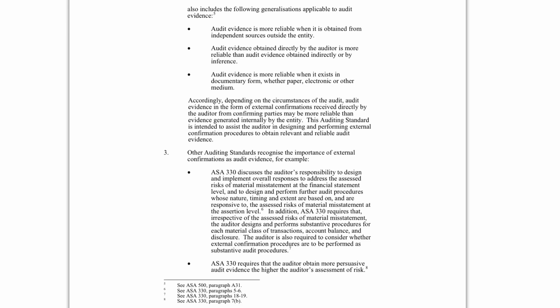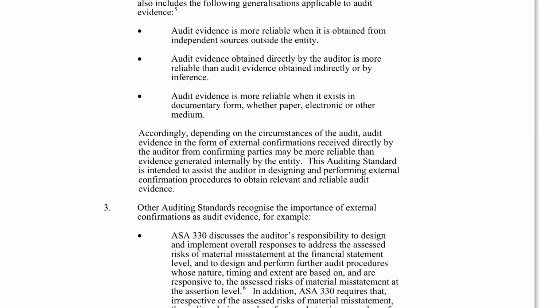One of the reasons why we have confirmations is that we know we need to look at reliable and relevant evidence. So evidence is more reliable when it's obtained from independent sources from outside the entity. I'm going to label that with a caveat of sometimes, and I'm going to explain that a little bit more.